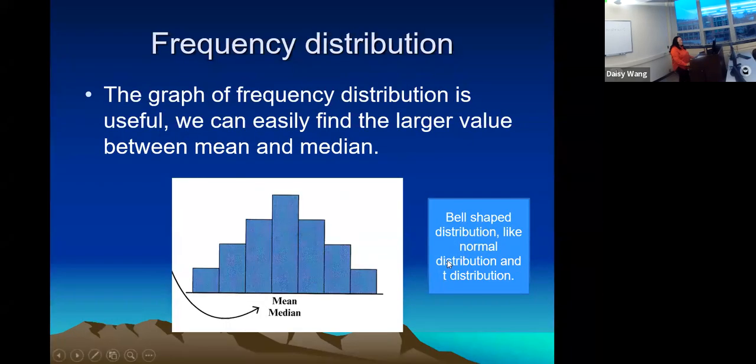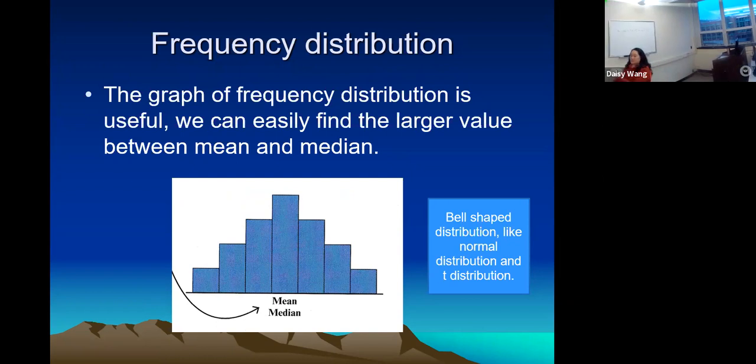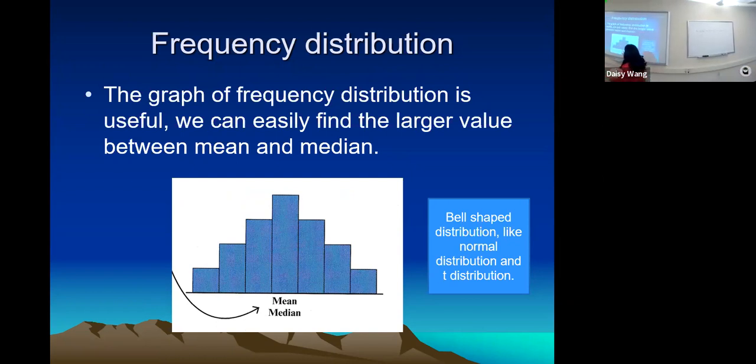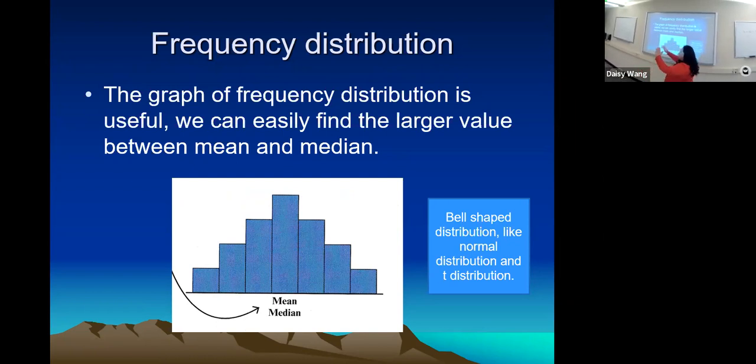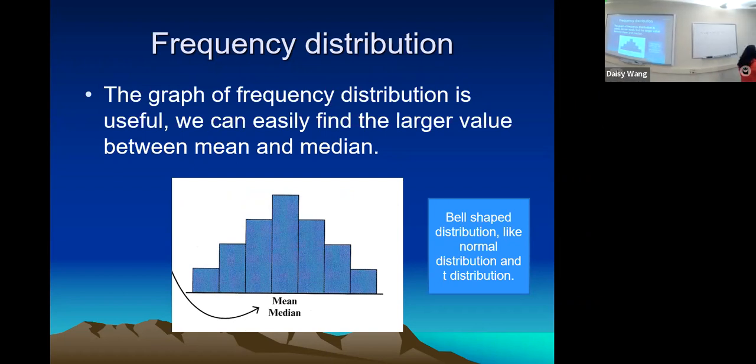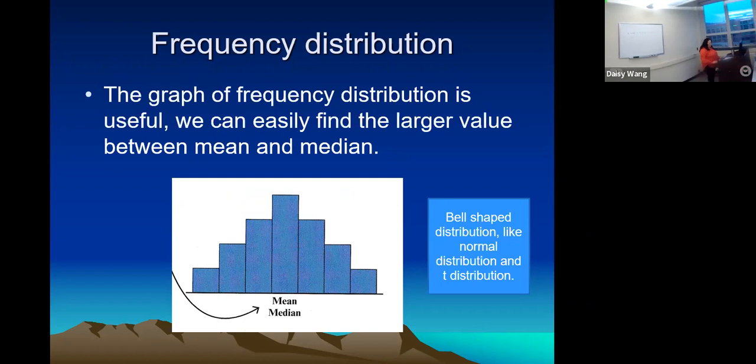So the frequency distribution, we already kind of talked about it, right? From the previous chapter. From the frequency distribution, usually when the mean is the same as the median, it will look like this, a perfect symmetric bell shape. So the mean and median are here, and this is where the mode is, because it has the highest frequency. So that's a bell shape distribution.